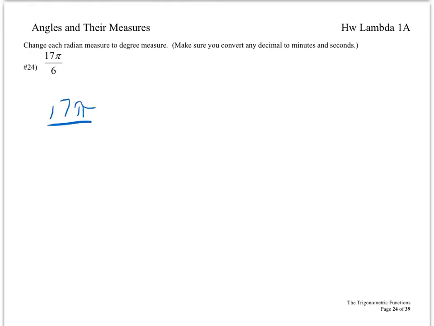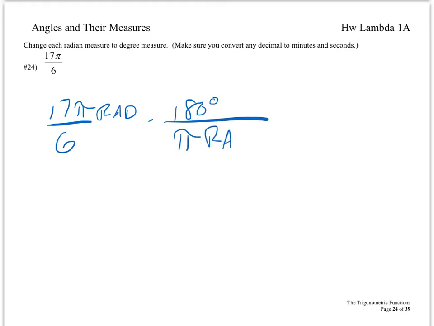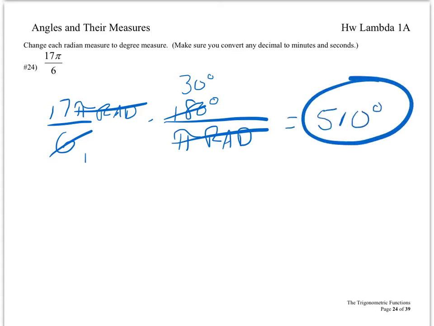Supposed to change 17 pi over 6 radians into degrees. So I'm going to multiply the top by 180 degrees and the bottom by pi radians. Pi radians cancel. You can divide 6 by 6 and get 1, 180 by 6 and get 30. 17 times 30 is 510 degrees.